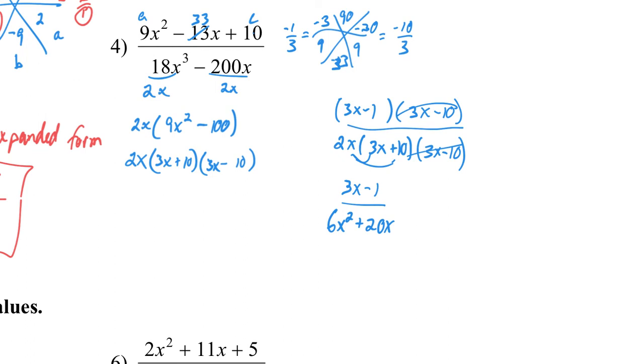And then don't forget to set each of the denominator factors equal to 0. So 2x equals 0. Then 3x plus 10 equals 0. And then 3x minus 10 equals 0. So you'll solve each of those. You're going to get a couple of fractions there. And those are your excluded values.